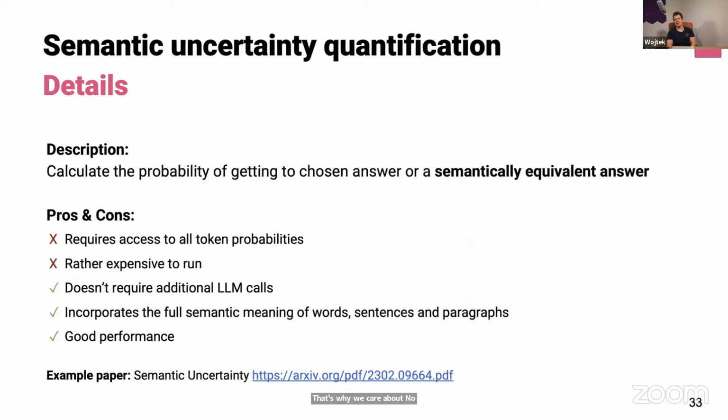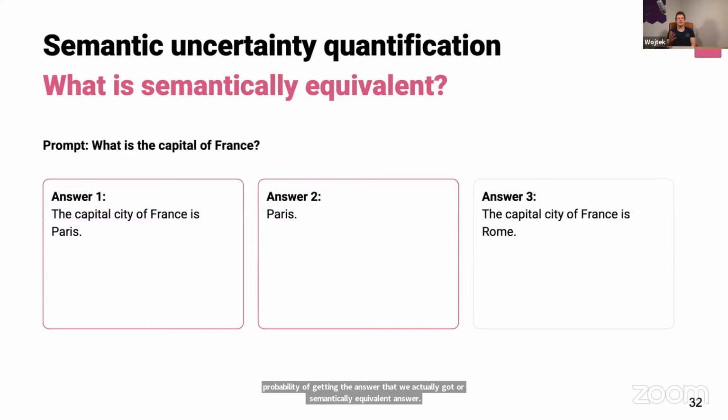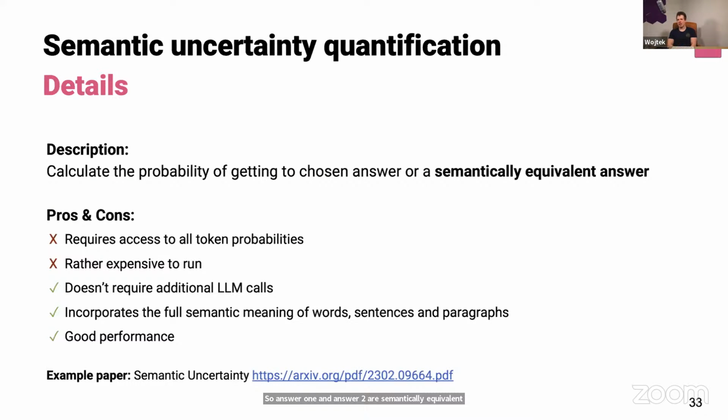Now, in terms of the details of how it actually works, we're going to calculate the probability of getting the answer that we actually got or a semantically equivalent answer. Just a quick reminder, a semantically equivalent answer is an answer that for us humans is basically the same, and the only difference is phrasing. So answer 1 and answer 2 are semantically equivalent, answer 1 and answer 3 are not. And we're going to, in a second, discuss how we actually do it.